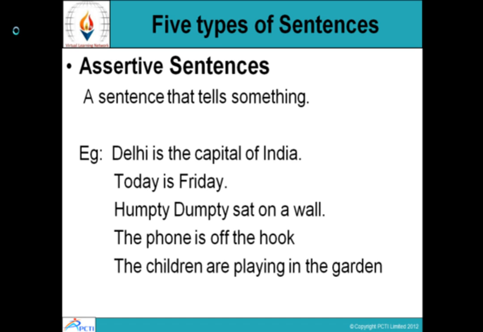For example, Delhi is the capital of India. This sentence just tells us the fact that Delhi is the capital of India. Today is Friday. Humpty Dumpty sat on a wall and the phone is off the hook. So all these sentences just tell us something. And these sentences are called assertive sentences.